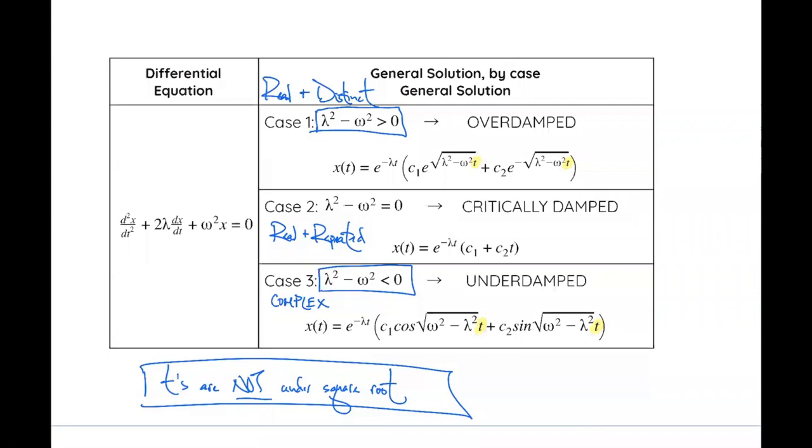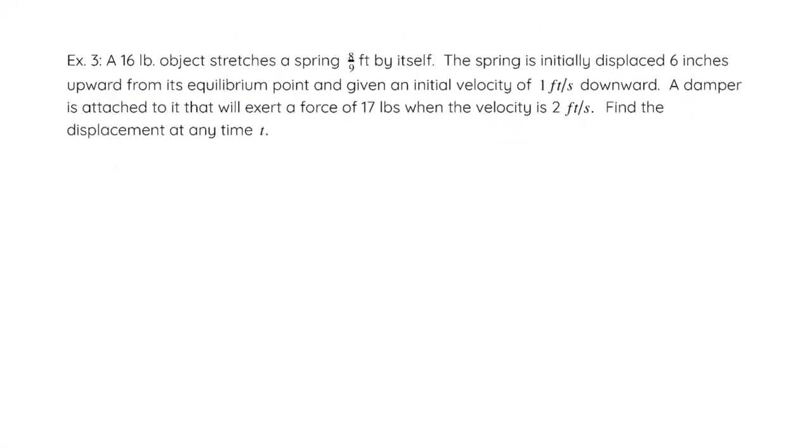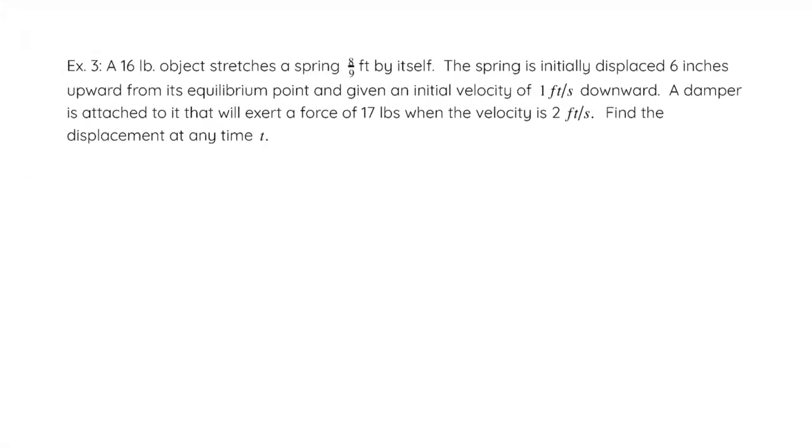All right, so let's take a look at example 3 here, and let's see how far we can get, okay? So example 3 says that we have this situation. The first part of this should look very familiar, right? We've got a 16-pound object that stretches the spring 8/9 of a foot by itself. The spring is initially displaced 6 inches upward from the equilibrium point and given an initial velocity of 1 foot downwards. That was all that we saw in example 2. Here's the new information. A damper is attached so that it exerts a force of 17 pounds when the velocity is 2 feet per second. Right, so we've got some extra information here.